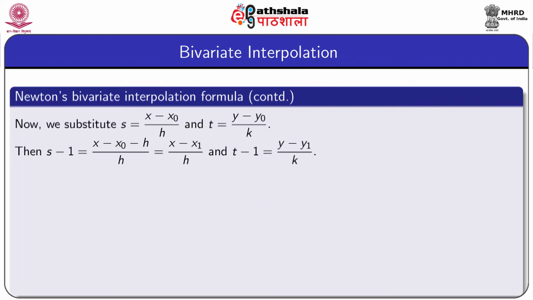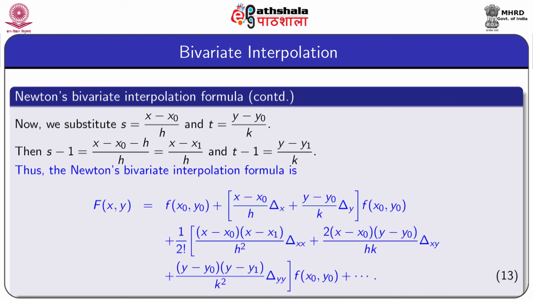For simplification of the above expression, we can use another kind of transformation. That means, if we substitute s equal to x minus x0 by h and t equal to y minus y0 by k, these are also the values of s and t we have substituted in the previous slide, then s minus 1 equals x minus x1 by h and t minus 1 becomes y minus y1 by k. So, using this notation, the above expression becomes capital F of xy equal to f of x0 y0 plus square bracket start x minus x0 by h into delta x plus y minus y0 by k into delta y. The whole expression is applied on the function f of x0 y0, plus 1 by factorial 2 into some second order differences. So, expression 13 is the Newton's bivariate interpolation formula.